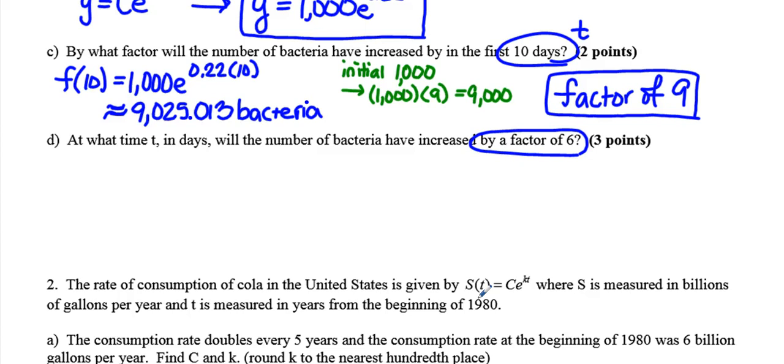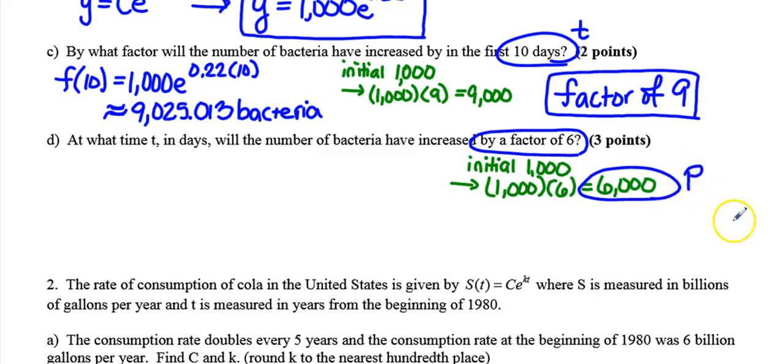Well, if it's increased by a factor of 6, I had 1,000 initial, right? Initial was 1,000. Increasing by a factor of 6 means I'm taking 1,000 and multiplying by 6. So that means that now I have 6,000 bacteria, and that is a value for P. So plugging that in for P, my equation becomes 6,000 equals 1,000 e to the 0.22t.